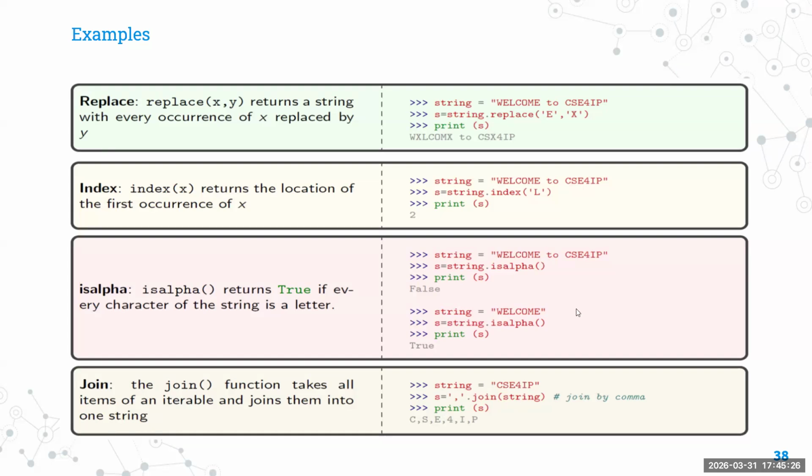So if you could use isalpha, is there another function called isnumber? Yeah, there is. Is number. Okay, isnumber. Thank you.